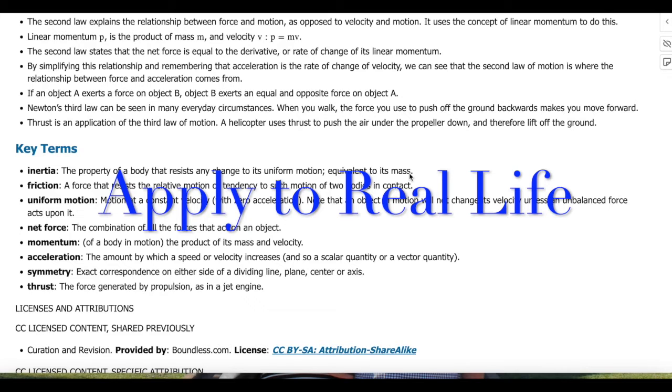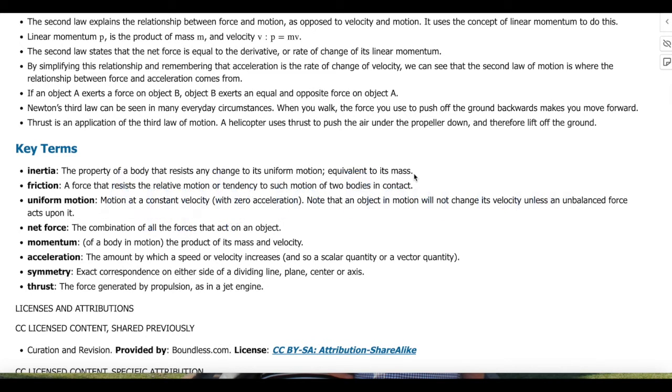All right. Has anyone ever tried to push a heavy object? Is it easier to push a lighter object or a heavier object? All right. It's easier to push the lighter object. So the more mass something has, the more it's going to resist a change in its motion. Okay.